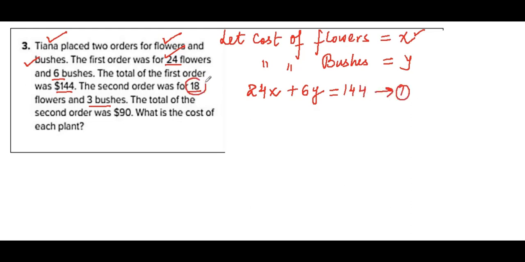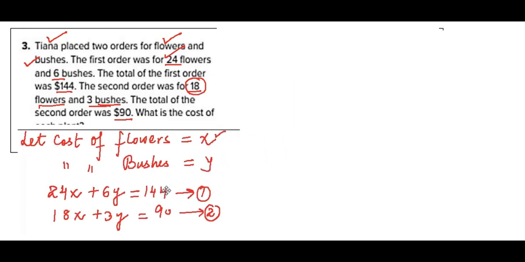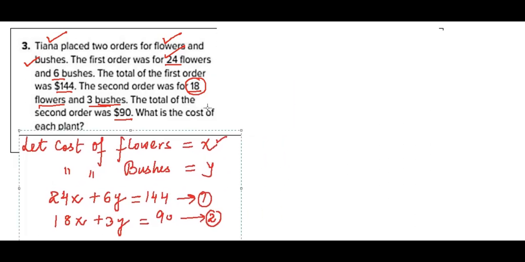Second, 18 flowers, so 18x, plus 3 bushes, is 3y, is equal to, total cost is 90. So this is number 2. Because I have less space, let me write this down here. Yes, so we have the two equations. Now we can make them the same. I told you how we can make 24 and 18 the same, and we can make 6 and 3 the same.